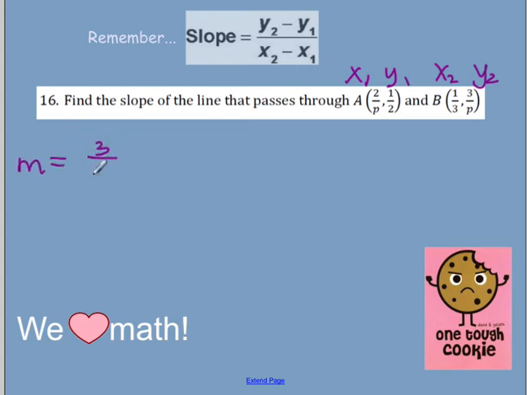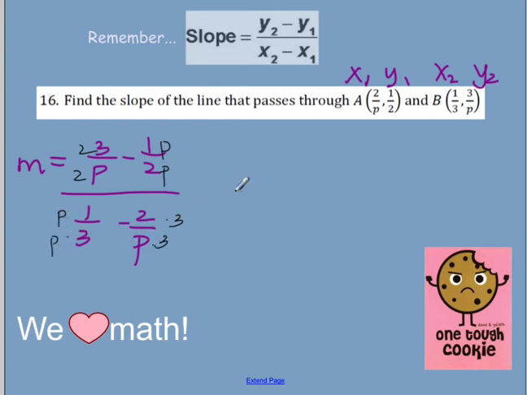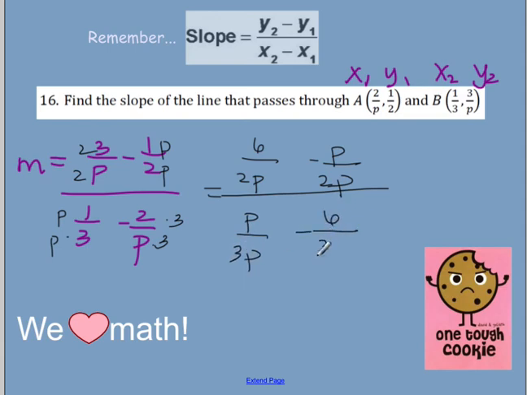So I'm going to have 3 over p minus 1/2 all over 1/3 minus 2 over p. Okay, so first thing I need to do is get a common denominator. I'm going to take care of my numerator first, the big numerator. So I'm going to have to multiply by 2, and I'm going to have to multiply this one by p. Here I'm going to have to multiply by p and this by 3. So if I rewrite, I would have 2 times 3, which is 6 over 2p minus p over 2p, all over p over 3p minus 2 times 3 is 6 over 3p.